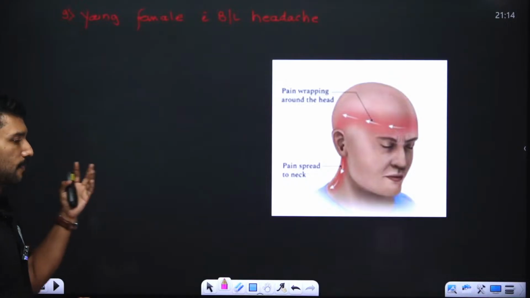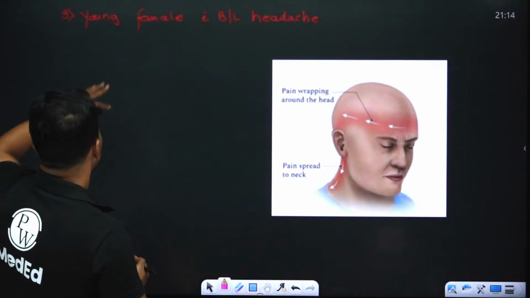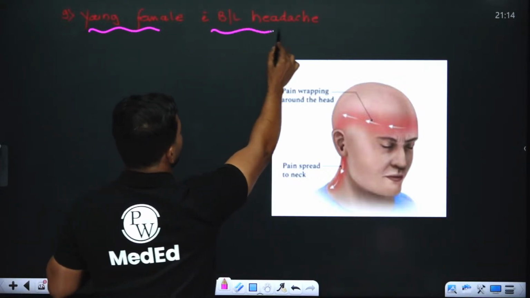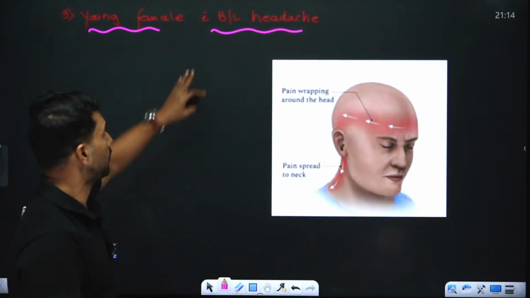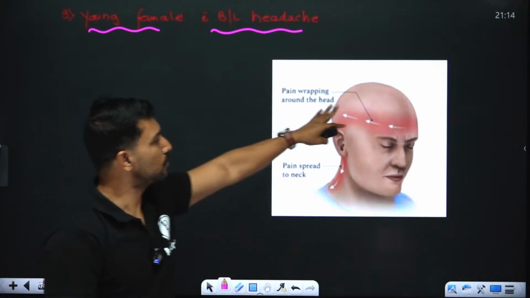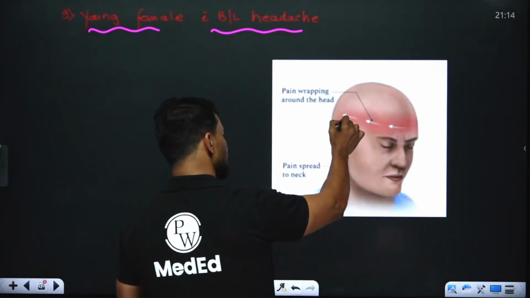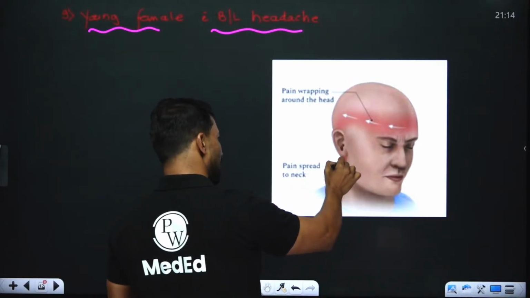mellitus. Okay. Next image. Here again the context is set. A young female with bilateral headache, and as you see the image here, first point is bilateral, and you see an image where headache is distributed in the forehead, right, temporal parietal region and occipital region.